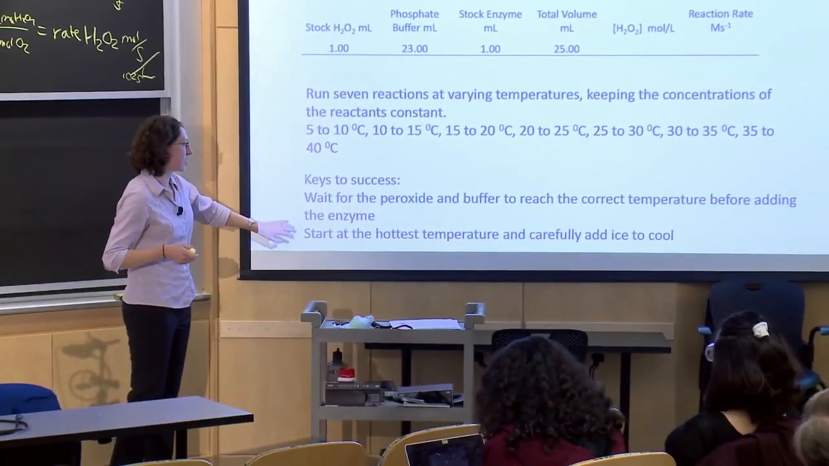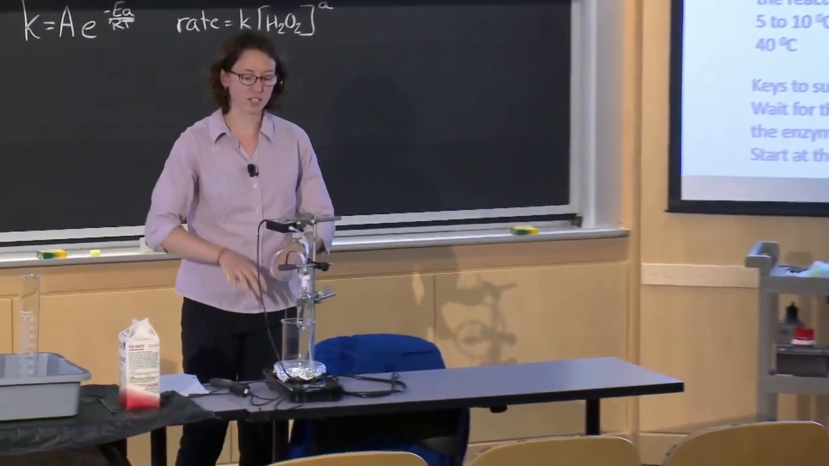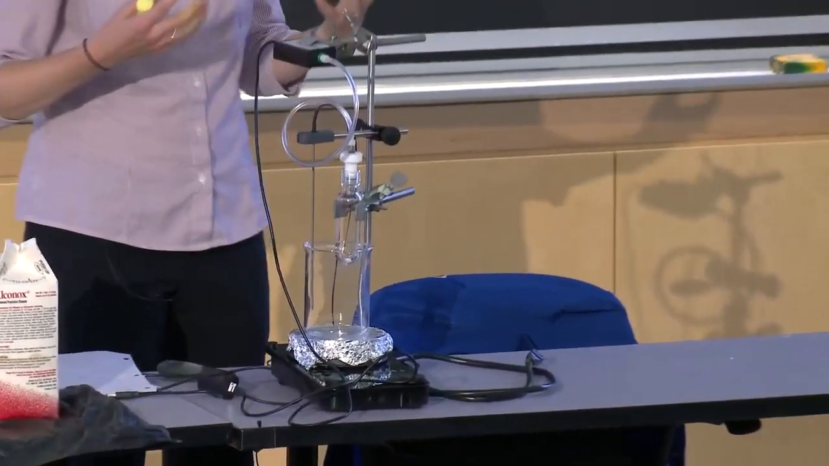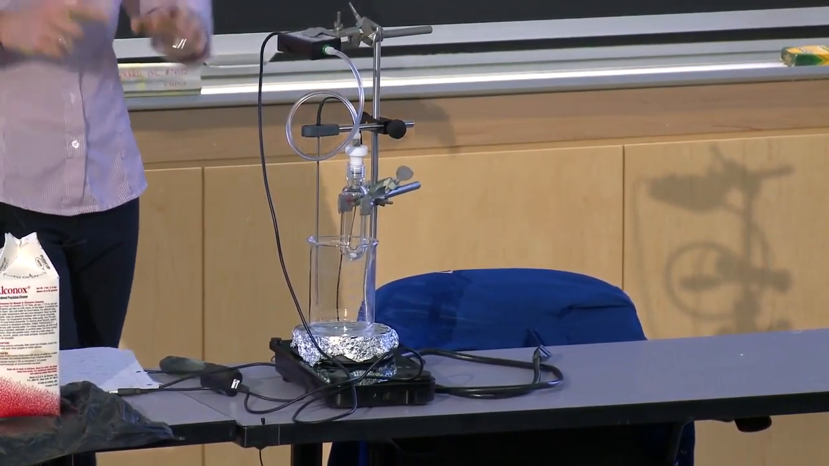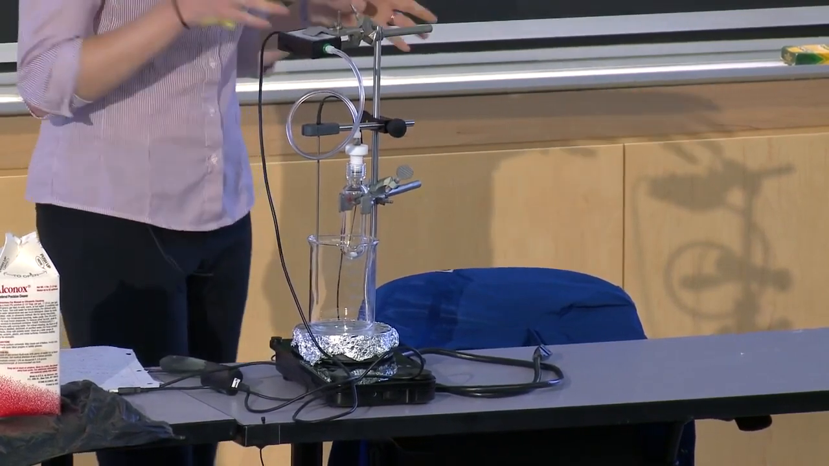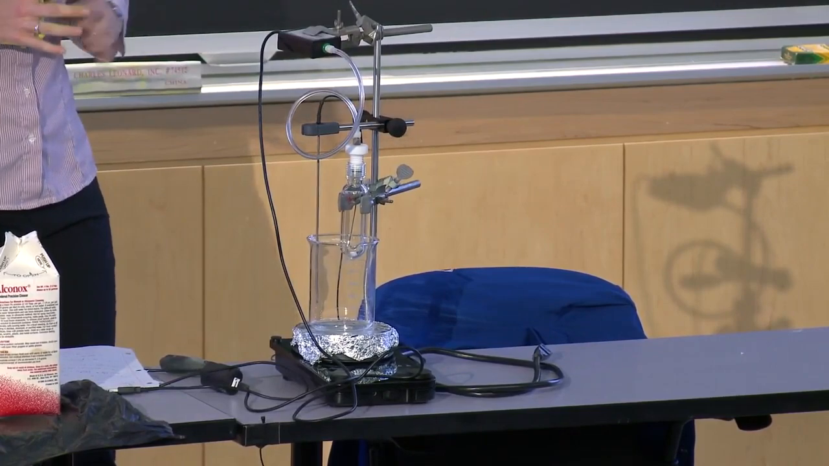Another key to success is to start at the hottest temperature and then add ice to cool it. It's easier to control the cooling than it is to control the heating with these hot plates. The hot plates tend to get really excited, and then they'll heat your solution up way above what it needs to, and then it won't be able to cool. So if you start at your hottest temperature and then add ice, you'll be able to slowly lower the temperature and do it in a more controlled fashion.